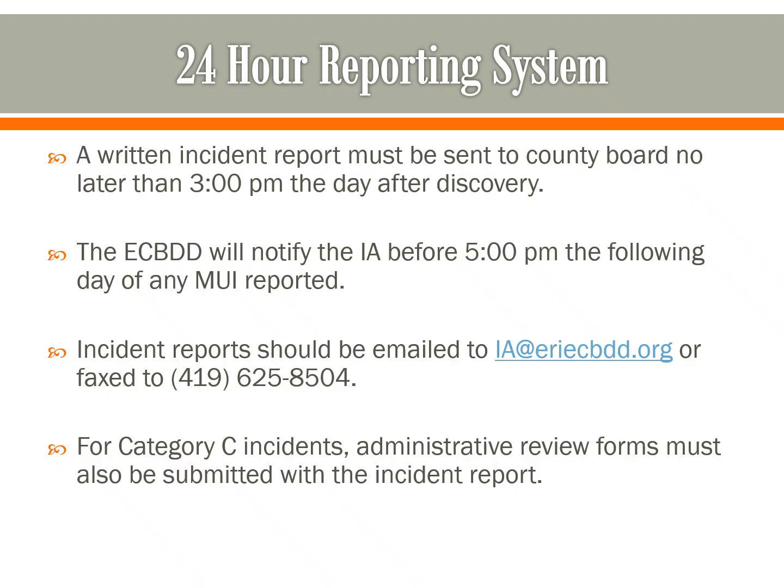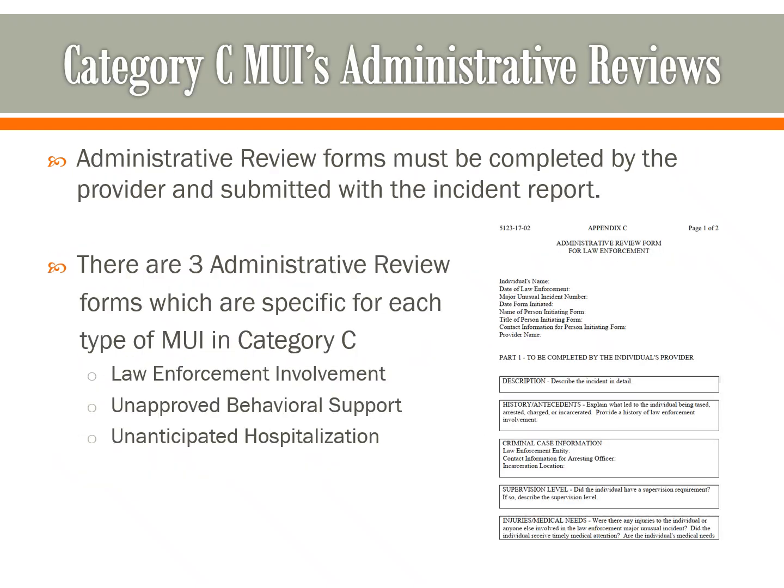Starting July 1st, 2025, for all Category C incidents, there must also be an administrative review form completed and submitted with the incident report. There are 3 types of MUIs that require an administrative review: law enforcement involvement, unapproved behavioral support, and unanticipated hospitalization. Each type has its own form in Appendix C, Appendix D, and Appendix E, which all can be found on DODD's website. Part 1 must be completed by the provider and submitted with the incident report. The IA will complete Part 2 during their review.